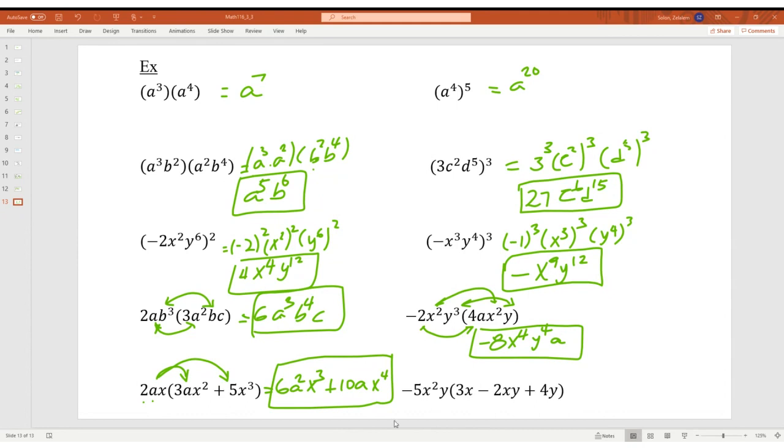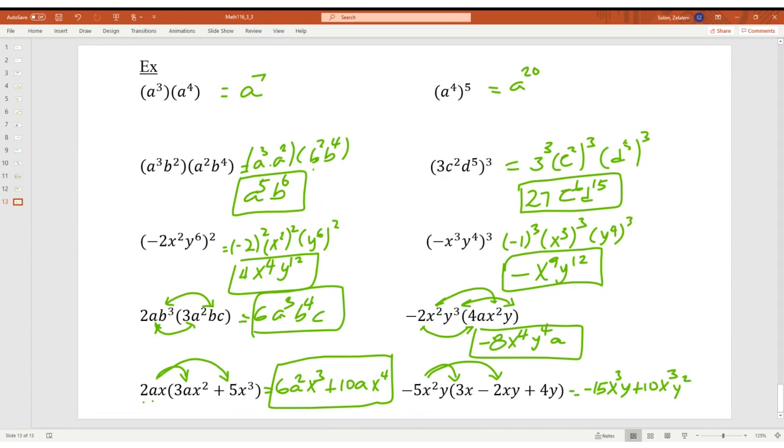You want to stay. Okay, so this, you multiply negative 5 x to the power of 2y. First, multiply by 3x. So negative 5 times 3 is negative 15. And we have x squared and x, so that gives you x cubed. Then you have y. Then we go to the second one. Negative 5 times negative 2 is 10. x squared times x is x cubed. y times y is y squared.